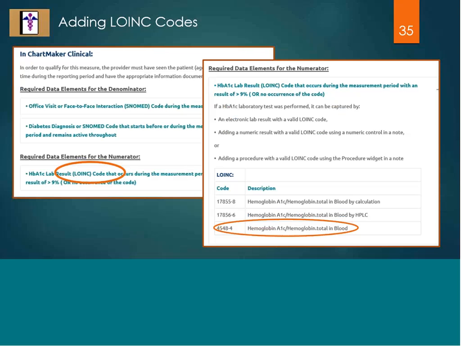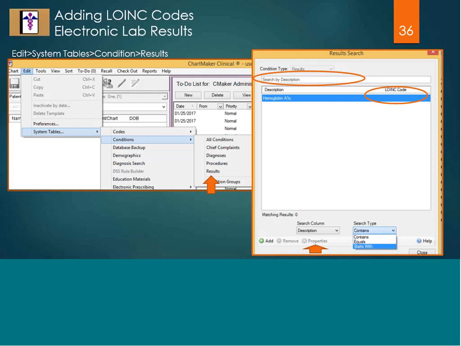Next, I'm going to talk about adding LOINC codes to your lab results. Now, it's all going to depend on whether or not you're receiving your lab results electronically or you are adding your lab results manually. And I'm going to start with those lab results that come in electronically. The system will automatically create conditions on those lab tests that you are receiving.